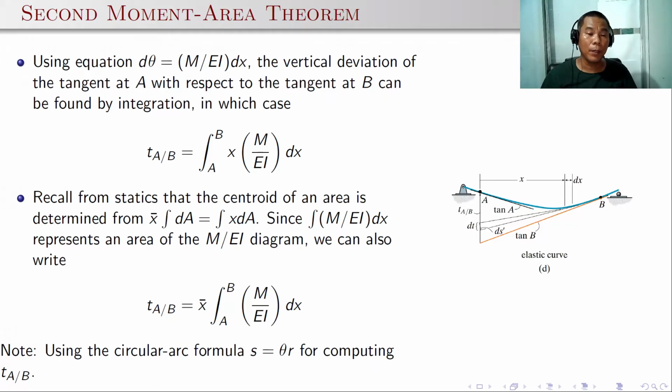But if you recall from your statics that the centroid of an area is determined from the equation x bar times the integral of dA, which is also equal to the integral of x dA. And since the integral of M over EI dx represents an area of the M over EI diagram, as we have derived in theorem 1, we can also write the deviation of A with respect to B equal to x bar, that is the centroid of the area, times the integral of M over EI dx from A to B, which is the area of the M over EI diagram between A and B.